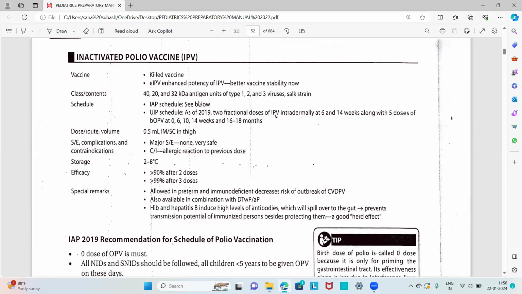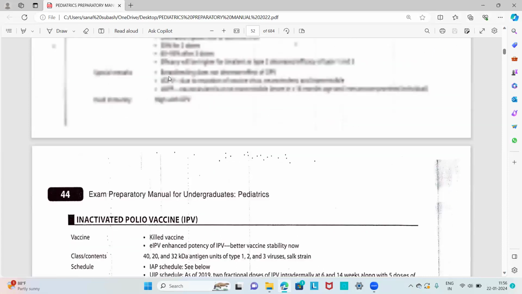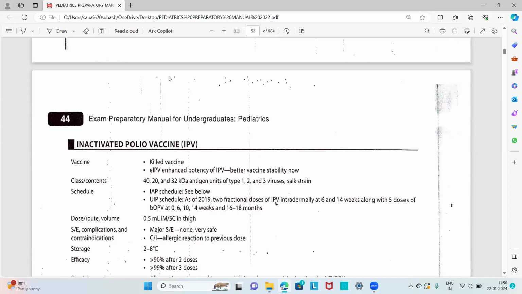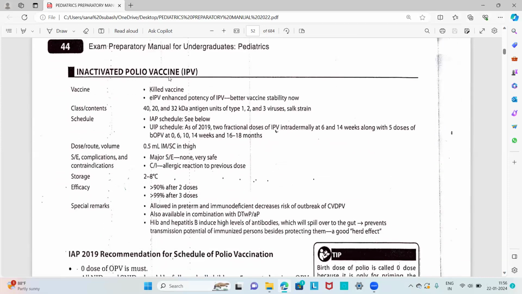Then about the inactivated polio vaccine, it is a killed vaccine, but the oral poliovirus vaccine is a live attenuated vaccine, but the inactivated poliovirus vaccine is a killed vaccine. And the strain used is the Salk strain. In the OPV, there will be the Sabin strain. In this, the Salk strain is used.